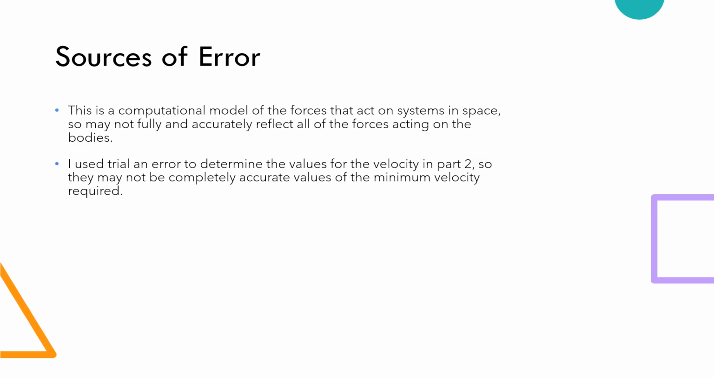Sources of error. This is a computational model of the forces that act on a system in space, so it may not fully and accurately reflect all the forces acting on the bodies. I use trial and error to determine the values of the velocity in part 2, so they may not be completely accurate values for the velocity required.